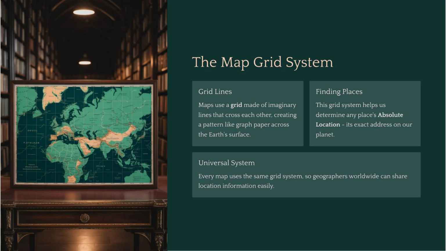Have you ever played the game Battleship? You need a coordinate, like B5, to find the enemy ship. Maps use a similar idea called a grid system to locate everything. This grid is made up of imaginary lines crisscrossing the globe, kind of like graph paper. When these lines cross, they create a unique address for every single point on Earth. This is called the absolute location, the exact spot, no ifs, ands, or buts. Without this grid, trying to find a place like the Statue of Liberty would be like trying to find a single grain of sand on a huge beach.